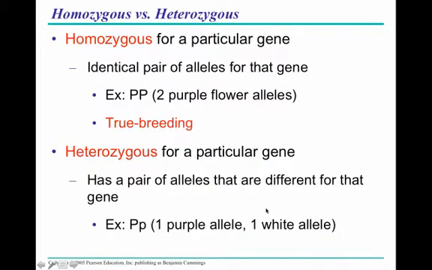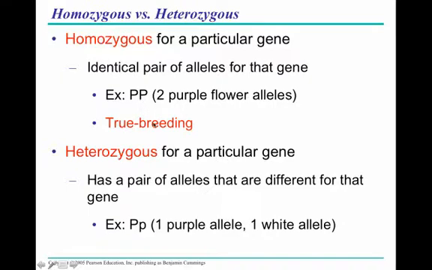Now, looking at the genotypes, what kinds of alleles the organism has, if they have two of the same kind of alleles, they're called homozygous. Homo meaning same, and they have two of the same alleles. So for instance, like we had said, two purple flower alleles. We indicate the dominant allele in Mendelian genetics with an uppercase P. P for purple, we always name it after the dominant allele. And we have two of them, so we have uppercase P.